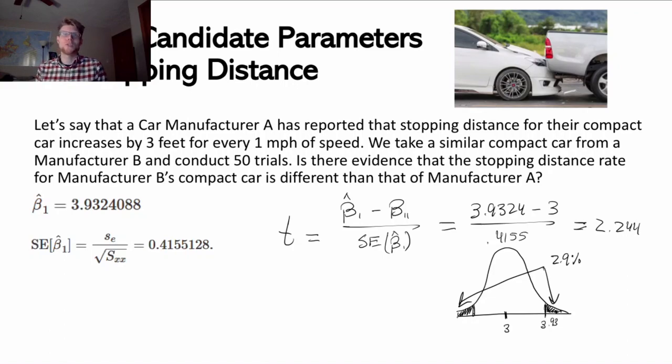But we could use a significance level and make a formal decision of reject or fail to reject, depending on whether or not we're higher or lower than that cutoff.